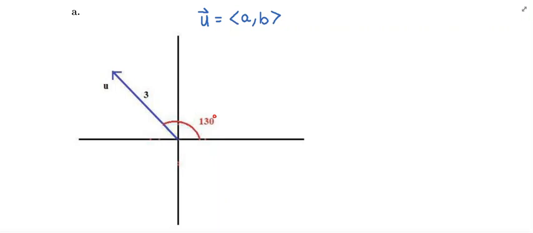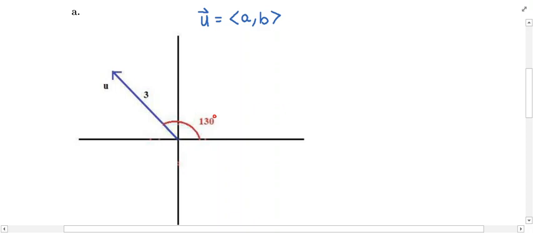Remember what A and B are in terms of the picture. Since it's a position vector, you're starting at the origin. The initial point is right here, and whatever this terminal point is, it has coordinates A and B. We're trying to figure out the A and the B. If you draw straight down and make a right triangle here, this distance is going to be your A value. This distance is going to be your B value. That is what we're trying to figure out.